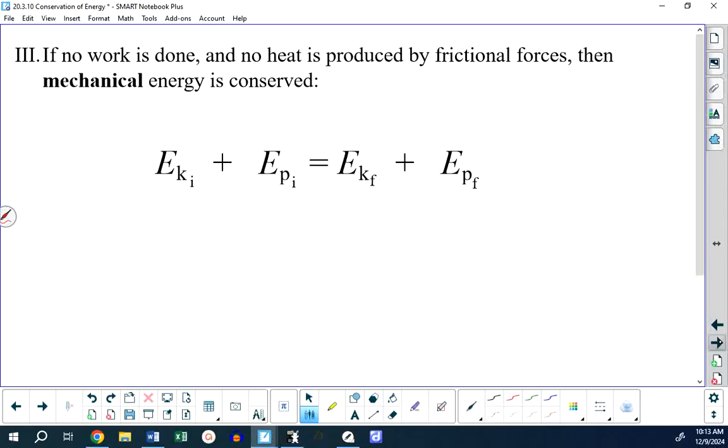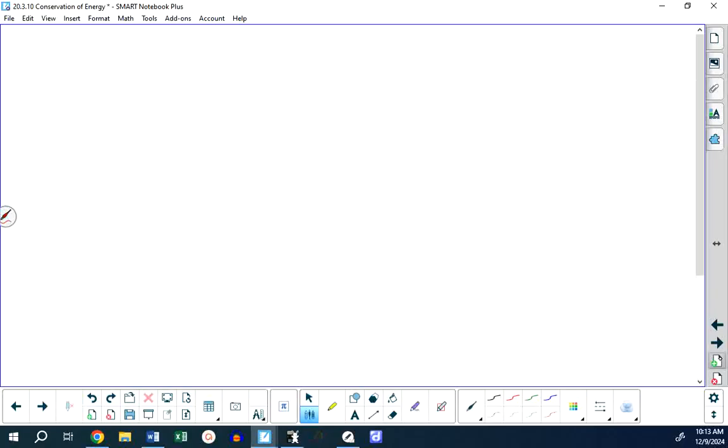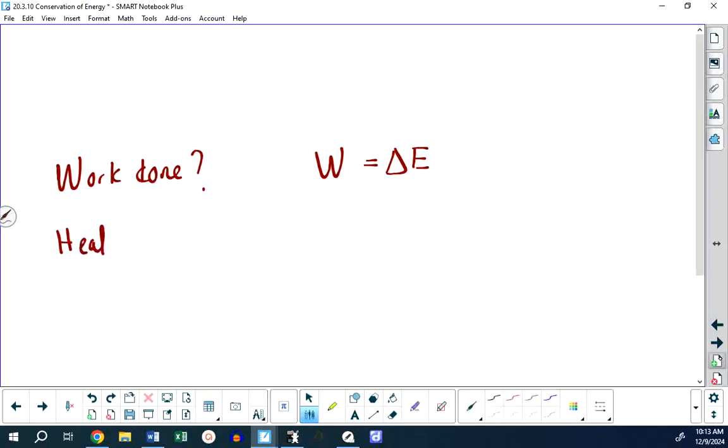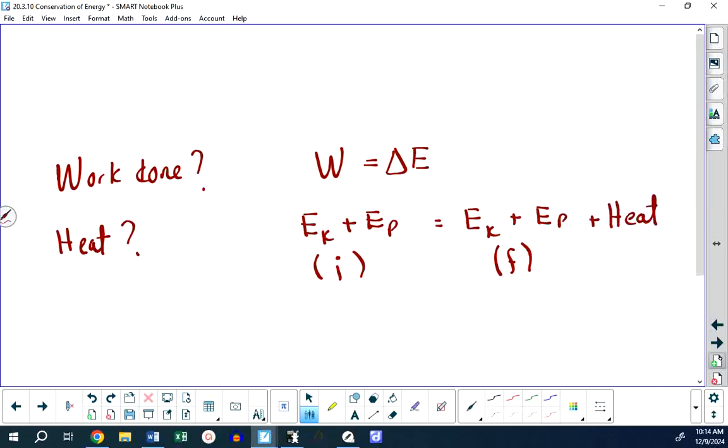So essentially, as we solve the problems we're going to be working on today, we ask ourselves this. Work done? If yes, we use this idea. Heat produced? If so, we use this idea. No work, no heat.